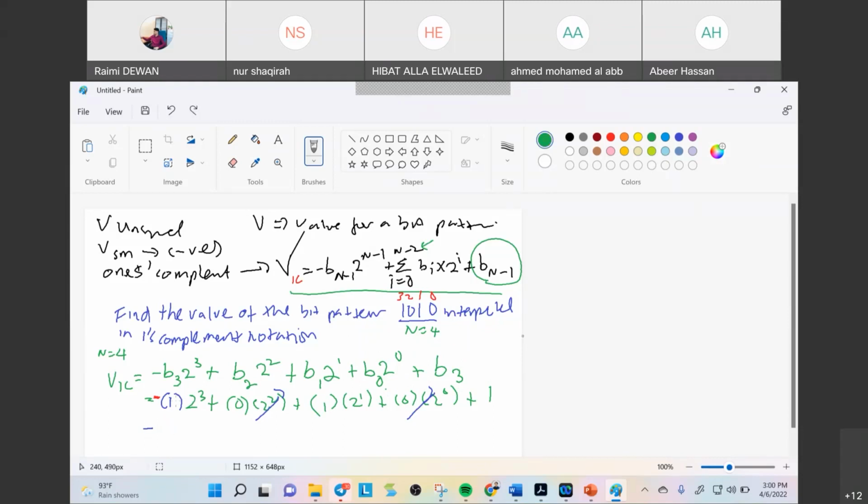Sorry. So this one is negative 8. Yes. Even to type, I'm very slow. Okay, it's okay. Then this one is plus 2 plus 1. So what is the answer, everyone? Negative 8 plus 2 plus 1 is what? Okay, good.